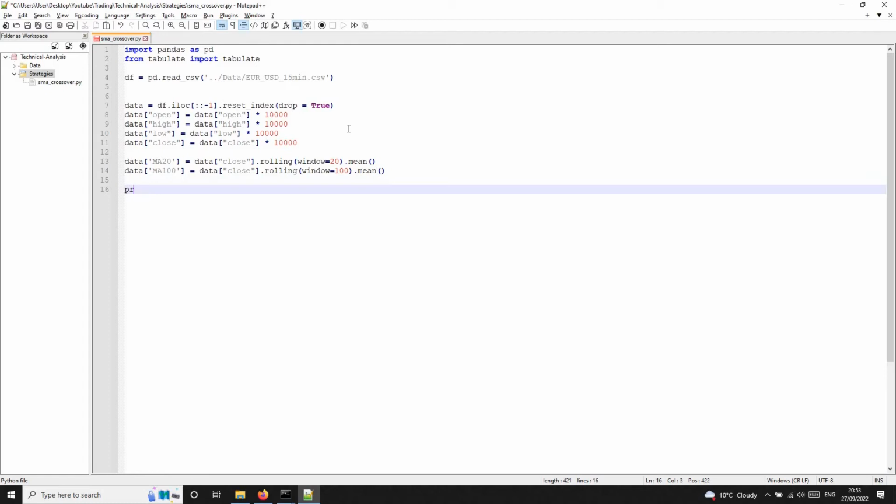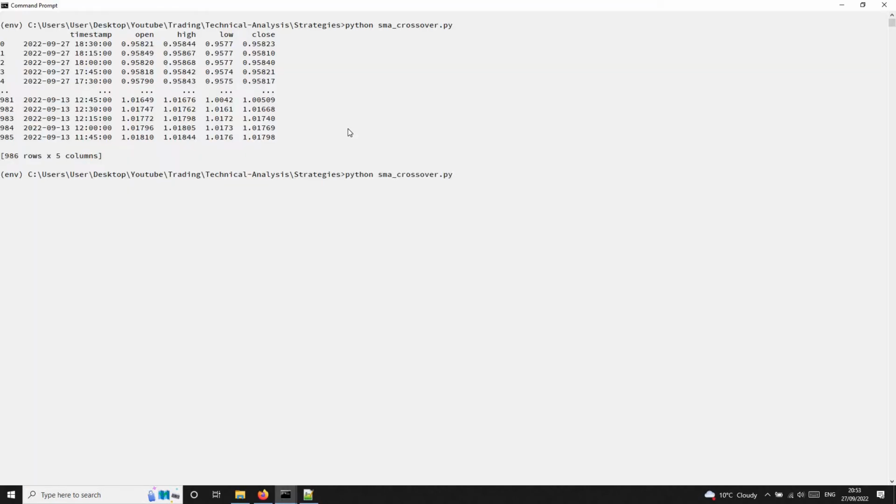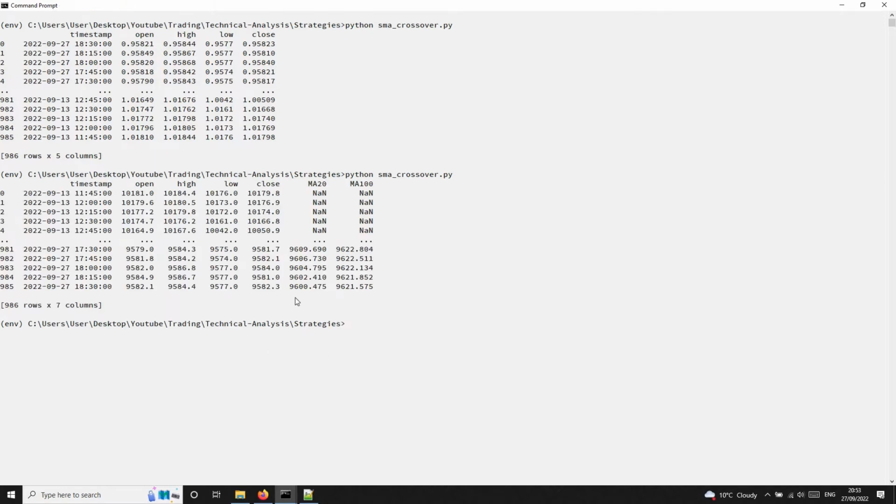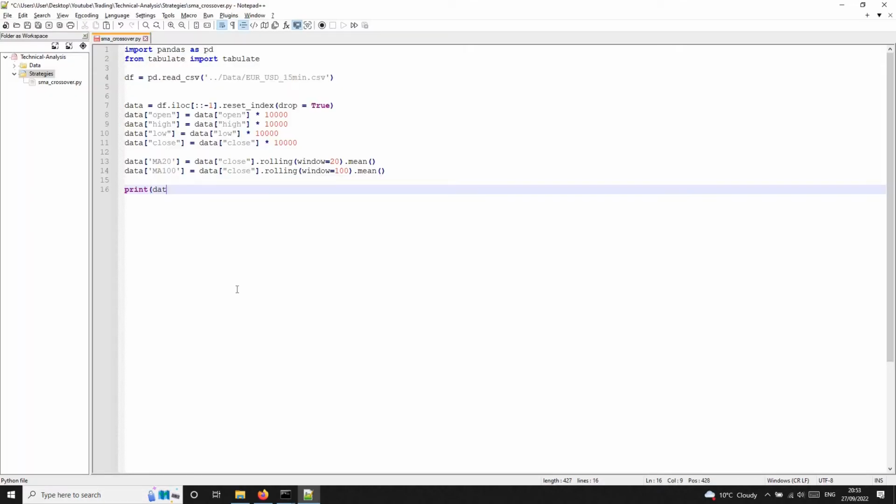So if I print the data now, you will see what I mean. You can see that the moving average is calculated. Of course it is NaN for the first 20 for MA20, and for the first 100 for MA100, but you can see it has calculated the moving average, and it has nicely multiplied by 10,000. Now we can work with our profit and loss based on the pip. Okay, so now going back, let's carry on.